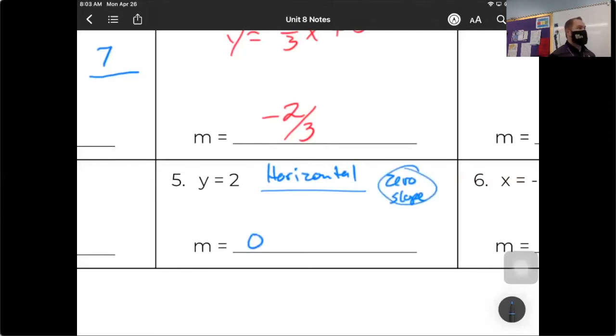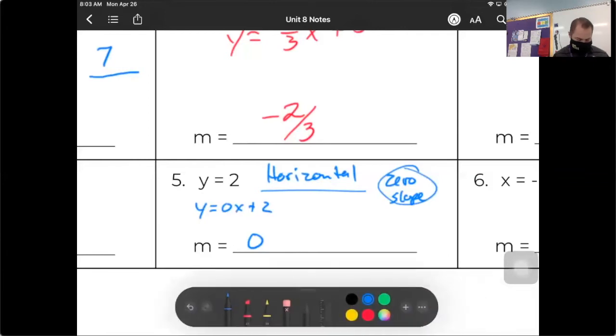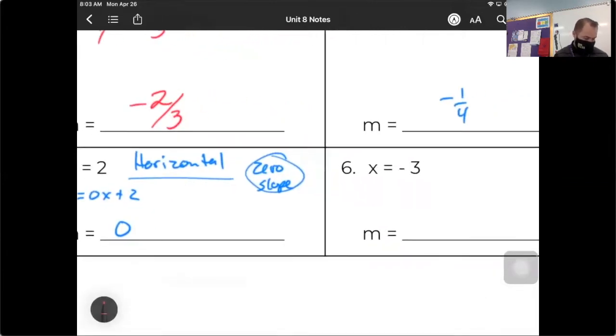Think of it this way, y equals 2 could be y equals 0x plus 2, right? If you try and write it in slope-intercept form with that slope of 0, it works here because that simplifies. 0 times x is just 0. 0 plus 2 is 2. So horizontal lines have slope of 0. That's something you kind of just have to memorize.